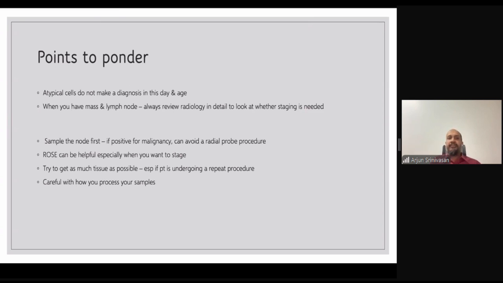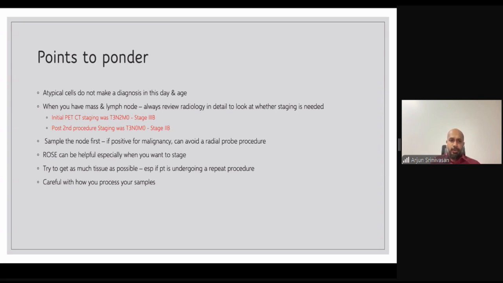So now the points to ponder here are that atypical cells do not make a diagnosis in this day and age. When you have a mass and a lymph node, you always have to review the radiology in detail to look at whether staging is needed and whether you can offer something which is potentially curable at the end of the procedure. The initial PET CT staging looked more like a T3N2, especially with the initial procedure that showed probable few atypical cells.